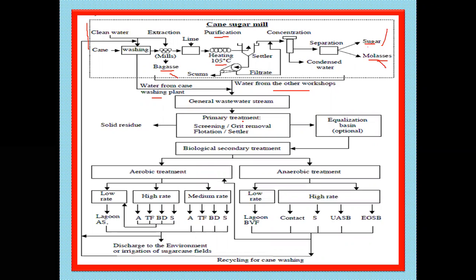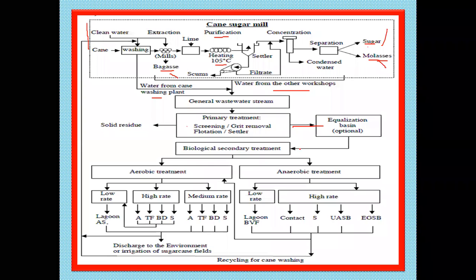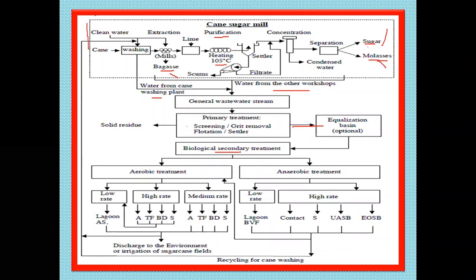So under this primary treatment process, what do you have? Screening, grit removal, flotation, settlers. Okay, so the solid residue is collecting on one side, and equalization of the water, that is optional, is collecting on one side. Next, once it is collected, you have a secondary treatment, that is biological; primary treatment is physical treatment. So in this biological treatment, you have anaerobic treatment, without oxygen. Aerobic treatment lo you have three cases: one is low rate treatment, high rate treatment and medium rate treatment.